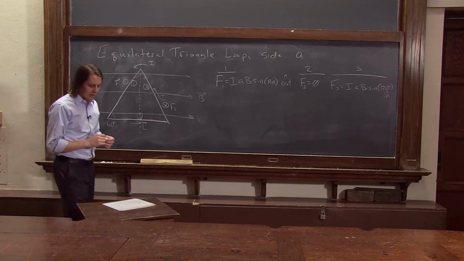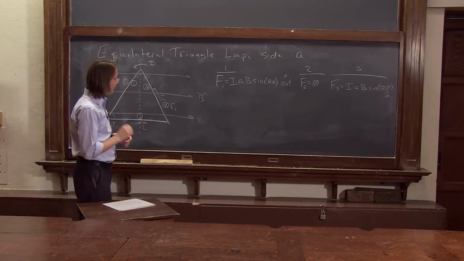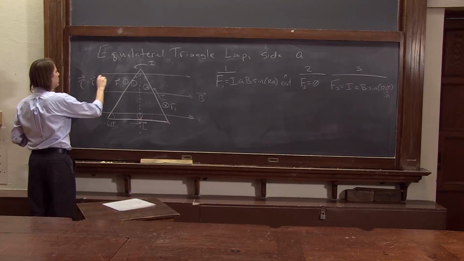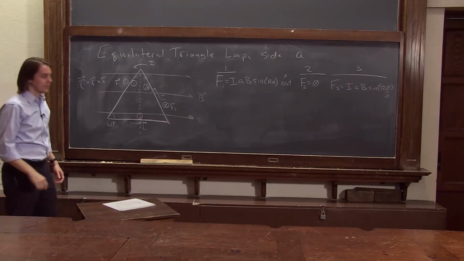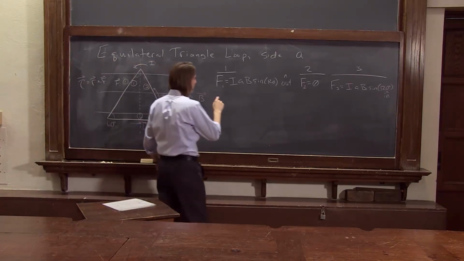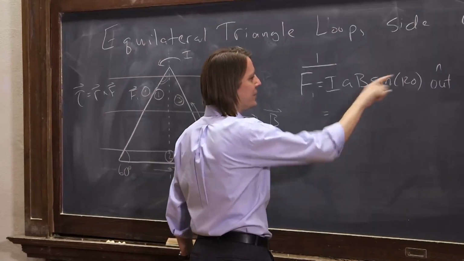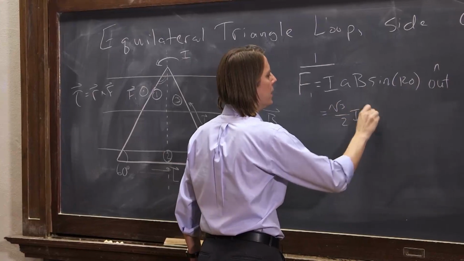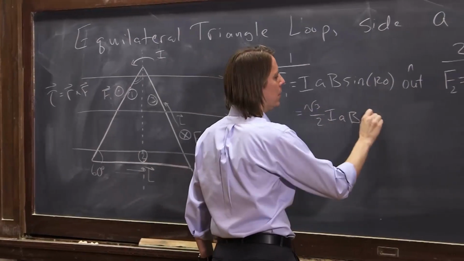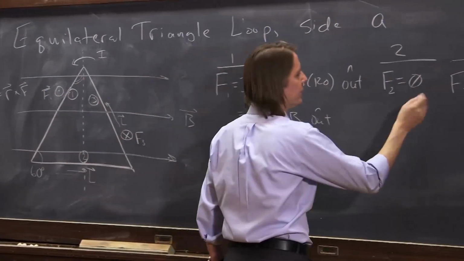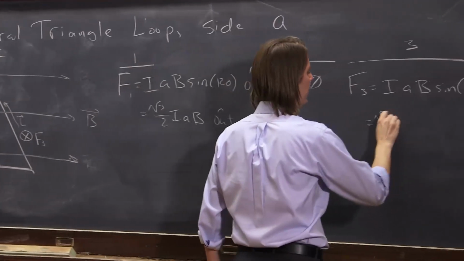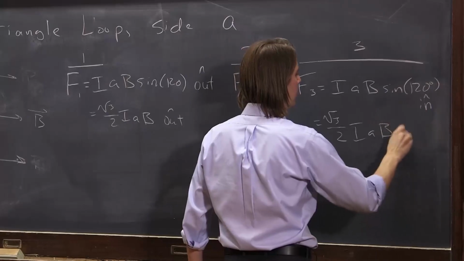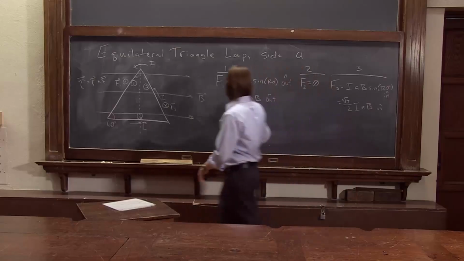Now, let's think about the torque. So remember, torque was R cross F. Right? So let's see, what would torque be? Well, first let's finish this. This is square root of 3 over 2 I A B out. This is still 0, and this also is square root of 3 over 2, the sine of 120, I A B in.